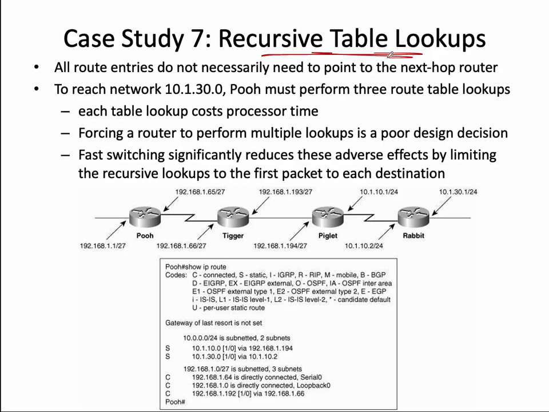Now, what are recursive table lookups? This is the case study. This is interesting, right? All route entries do not necessarily need to point to the next hop router. Now we learned in our labs, whatever routes we configure, we basically configure to the next hop IP. But again, in the static route, there is an option that you can configure recursive table lookup, so you don't have to configure the next hop. You can configure that the next router is the next hop.